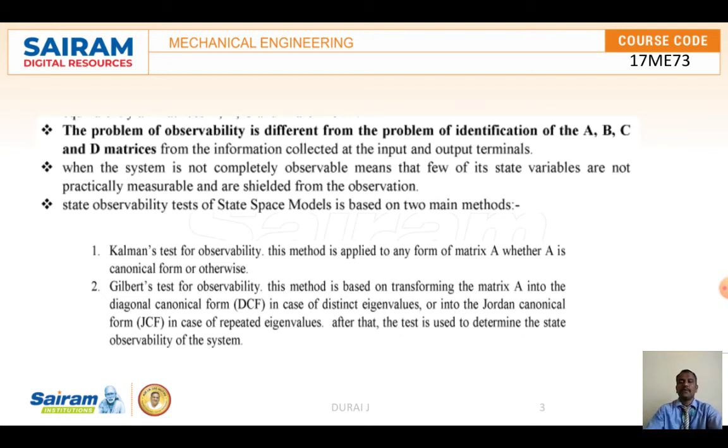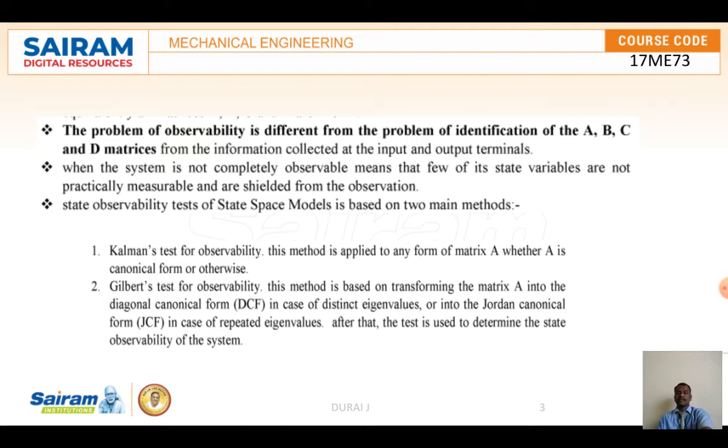The problem of observability is different from the problem of identification of A, B, C and D from the information collected at the input-output terminals. When the system is not completely observable, it means that a few of its state variables are not practically measurable and are shielded from the observation. The state observability test for state space models is based on two main methods: one is the Kalman observability method, another one is the Gilbert test for observability method.